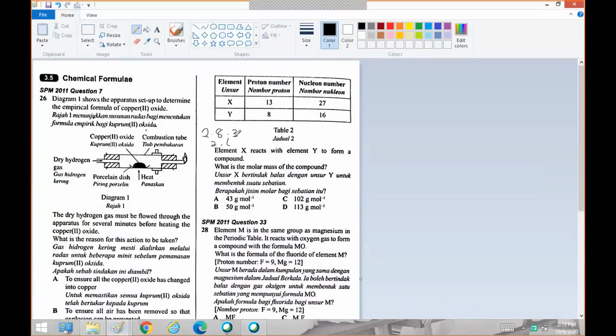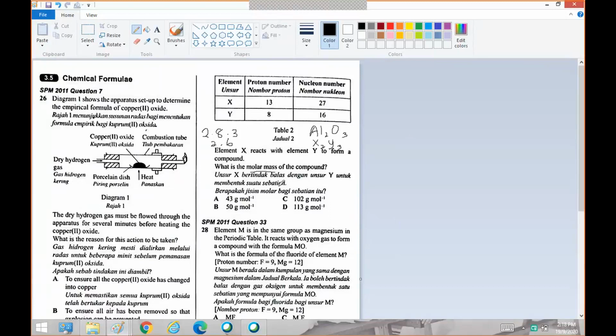That's 2, 6. Okay, from here, even if you don't look at the nucleon number, you don't look at the periodic table, if you have practiced, you know 2, 8, 3 is aluminium. You know that 2, 6 is oxygen. And therefore, when they react with each other, you will get aluminium oxide, Al2O3. You can replace that with X2Y3. And then now they want you to find the molar mass of the compound.